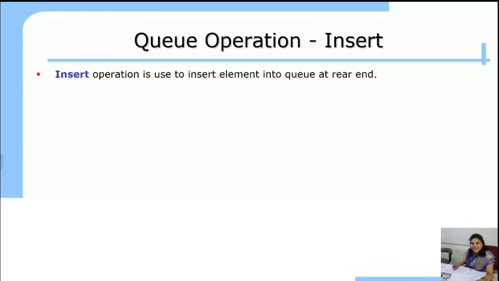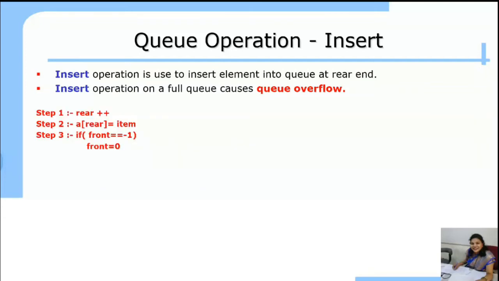Next operation is the insert operation. The insert operation is used to insert an element into the queue at the rear end. An insert operation on a full queue causes queue overflow. These are the steps for performing the insert operation. Rear plus plus: for the insert operation, we increment the rear. Then in the next step, we place the item to be inserted at the rear position, that is A of rear is equal to item. And if front is equal to -1, then we set front to 0.